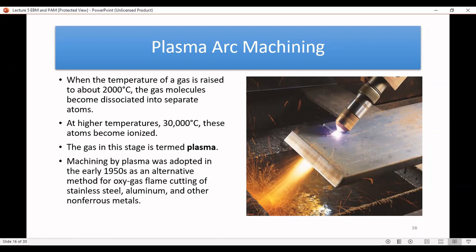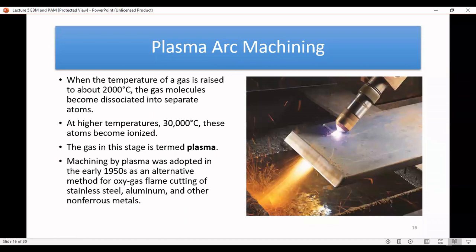And if you heat it up for this particular process, plasma arc machining, you heat up to 30,000 degrees Celsius, then these atoms become ions, right? Because at that high temperature, you can eject the electrons out from the atom's orbit. So basically you become ions, and you have free electrons, and you have ions. So the gas at this stage is the plasma. So whenever you have ions and electrons in the system, then you say that plasma exists in a particular system.